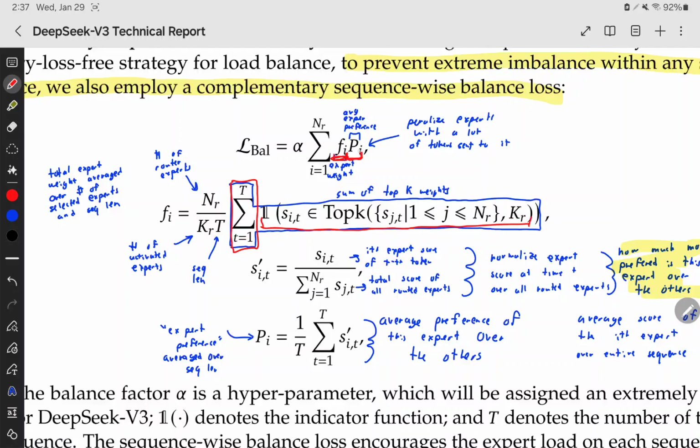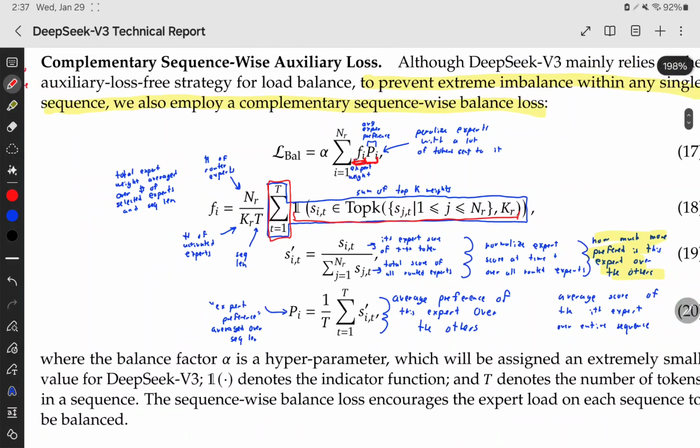If this is your preference for expert i, and you're summing over all experts, and this is the weight of that expert, which is higher if some of the weights of that expert are higher, then intuitively this will penalize experts for being preferred too much. This is an easy way to do that, but it's not a good way. You can imagine if you optimize this too much, well, first off, it won't optimize the next token prediction that you're actually trying to optimize.